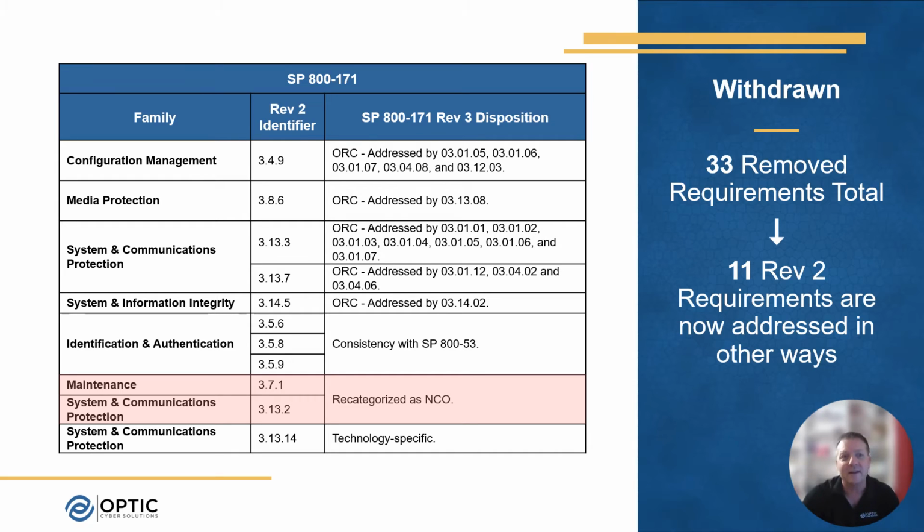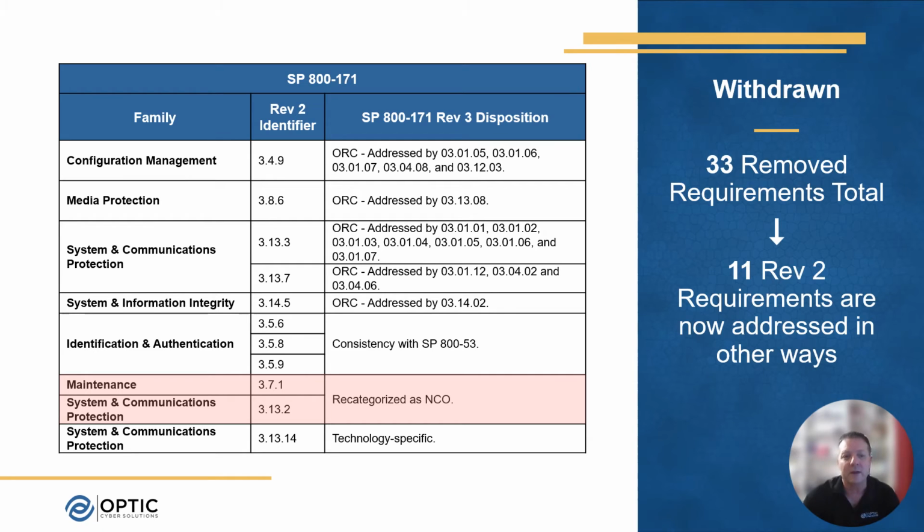And then the next 2 for maintenance and system and communication protections, these ones NIST basically changed their mind and said that these requirements weren't directly responsible for protecting the confidentiality of CUI. So the first one there for maintenance, 3.7.1, that one was just perform maintenance on organizational systems. And again, NIST says that yes, maintaining organizational systems will help with the confidentiality of the system, but it's not a direct relationship to the confidentiality of it, and therefore it was removed.